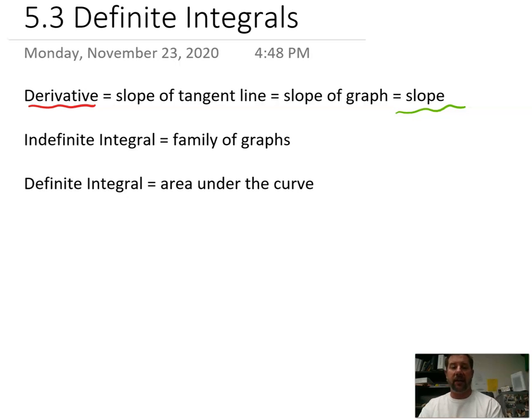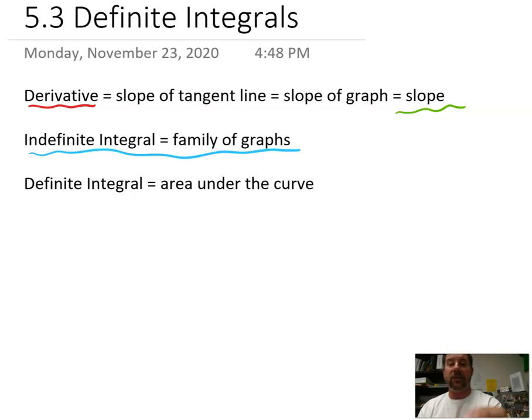Then, yesterday we talked about indefinite integral. When you see indefinite integral, the indefinite integral is a family of graphs. You had that plus C on the end, which could shift a set of graphs up or down vertically, and so when you take the indefinite integral of something, if you take the antiderivative of something, you just get a family of graphs. Today, we're going to start talking about definite integrals.